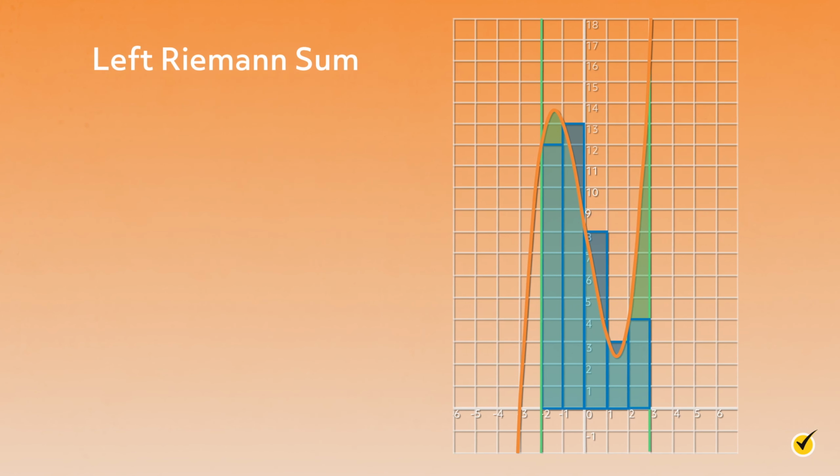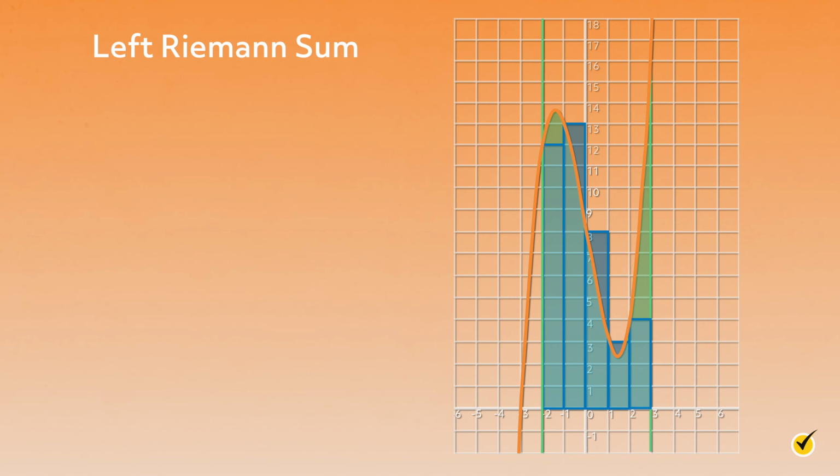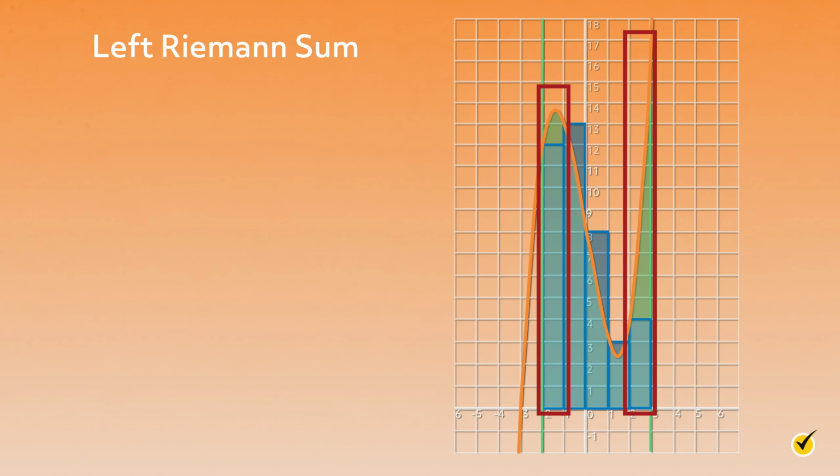Here's the same area estimate using a left Riemann sum. Notice the opposite trends are true. Decreasing sections give an overestimate and increasing sections give an underestimate. Which brings us to the midpoint rule.